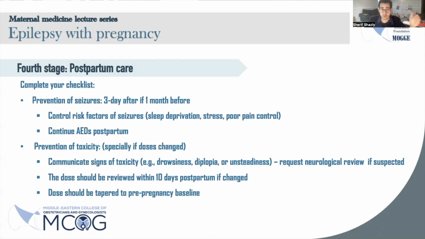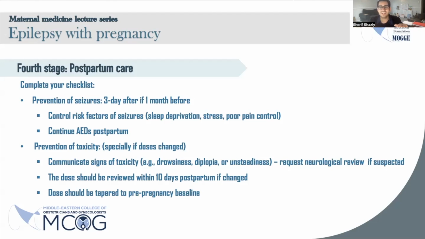Okay, so the last stage is after the baby is delivered, postpartum care. And I would say, first in your checklist is to prevent seizures again. Second in your checklist is to prevent toxicity. Let's go point by point.